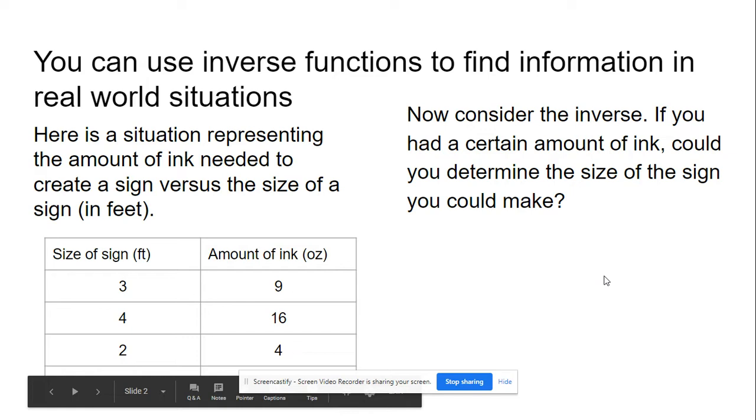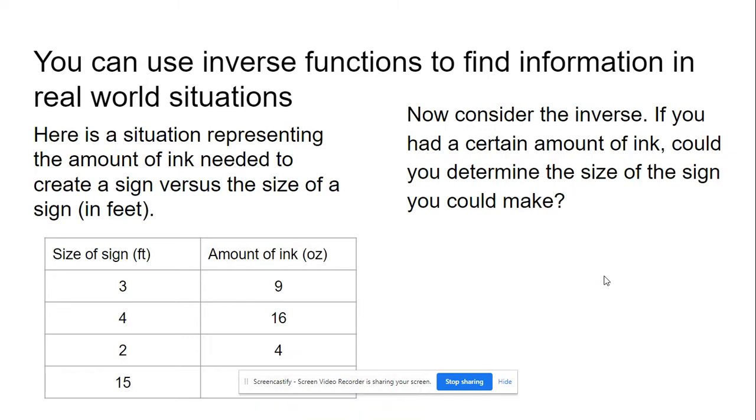So you can use inverse functions to find information in real-world situations. Here's a situation representing the amount of ink needed to create a sign versus the size of a sign in feet. Now consider the inverse. If you had a certain amount of ink, could you determine the size of the sign you can make?